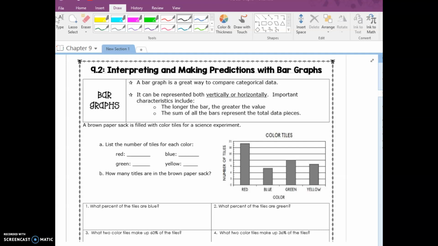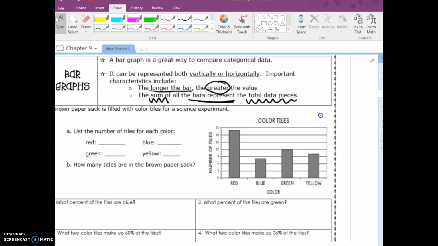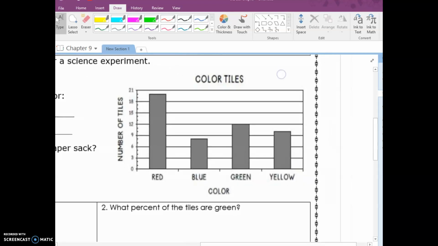It can be represented both vertically or horizontally. Some important things to remember: the longer the bar, the greater the value. And the sum of all the bars is the total of all the pieces together. So that's the first thing I like to do when I see a bar graph: I get the total right away. So let's look at this first bar graph that we have about color tiles.